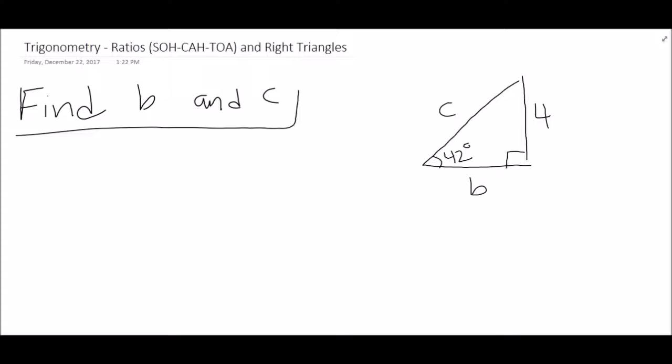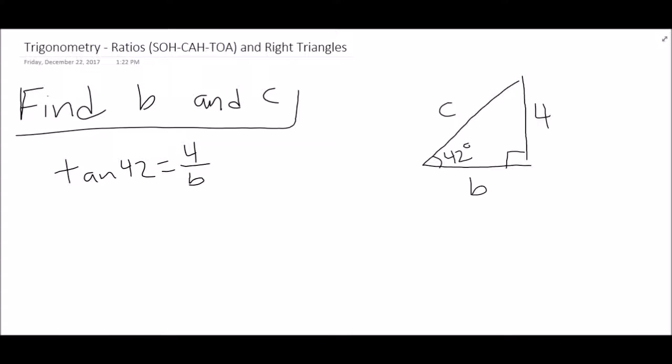Alright guys, so now we're going to do this triangle right here together. And then after that, I'm going to give you one more problem to go through on your own and see if you get it right. Let's get to this really quickly, I don't want the video to be too long. So first we're going to find B, alright? Since that's adjacent, and we have the opposite, what we want to use is tangent. So tangent 42 equals 4 over B.